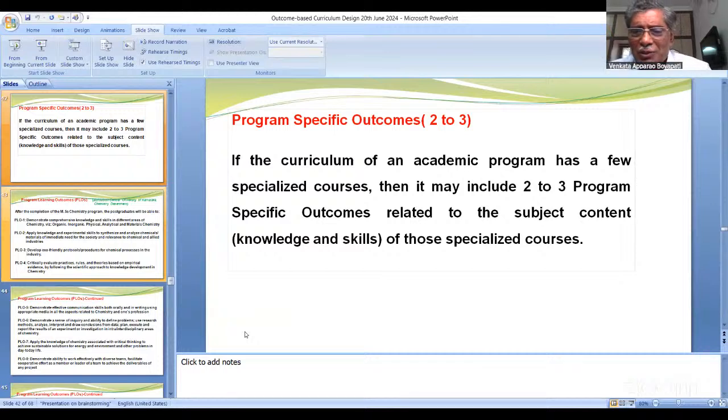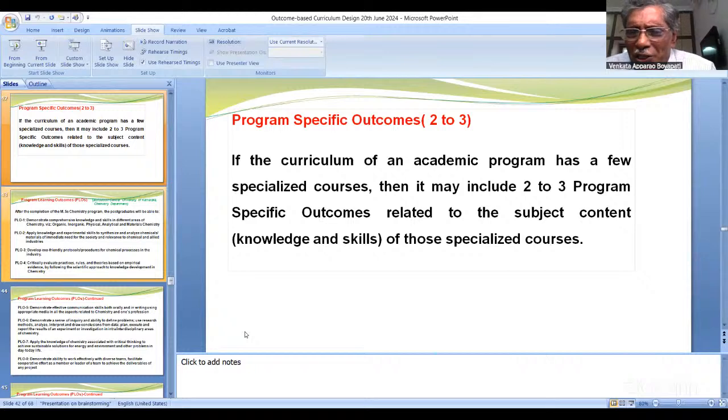Program-specific outcomes. If the curriculum of an academic program has a few specialized courses, then it may include 2 to 3 program-specific outcomes related to the subject content, knowledge, and skills of those specialized courses. For example, you have BTech Computer Science and Engineering. Then you have a specialized course on Internet of Things, another course on artificial intelligence, another course on machine learning. So you can write 3 program-specific outcomes.